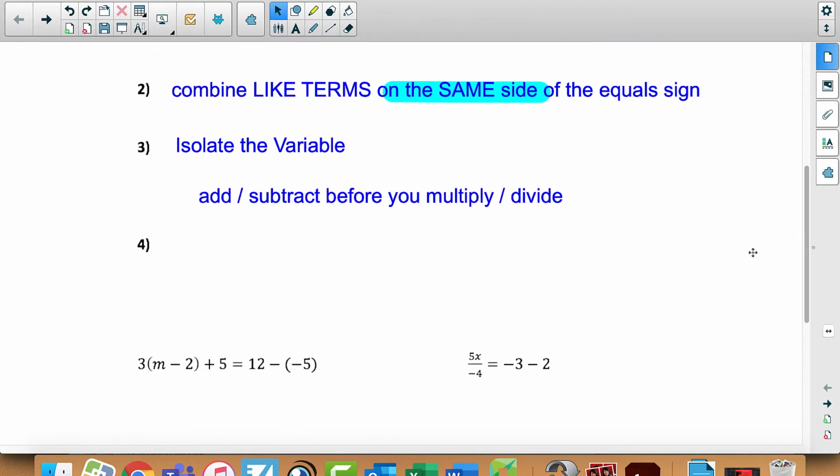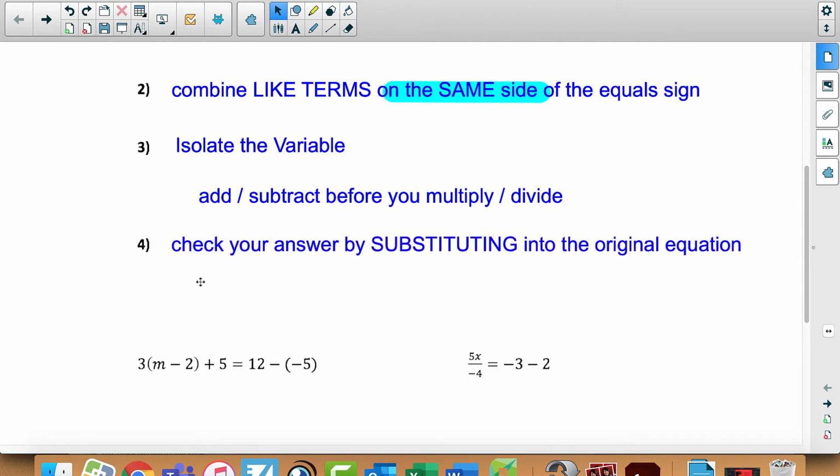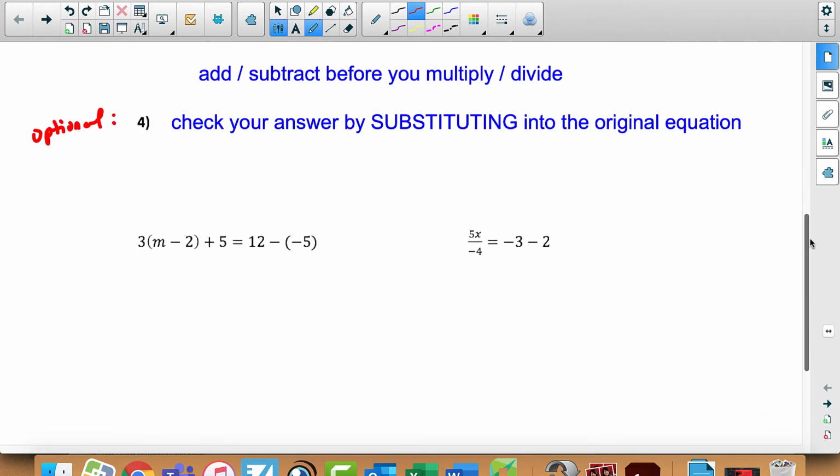And step 4, which I should have written before, but I'll just put it today, is check your answer by substituting into the original equation. Now that is optional, right? Sometimes it's more trouble than it's worth, but it is something you always can do, is to check your answer. So I won't do it every time, but I'll do it sometimes.